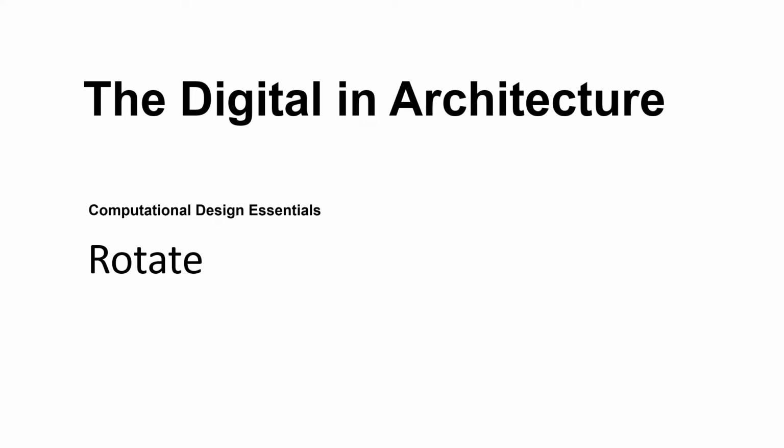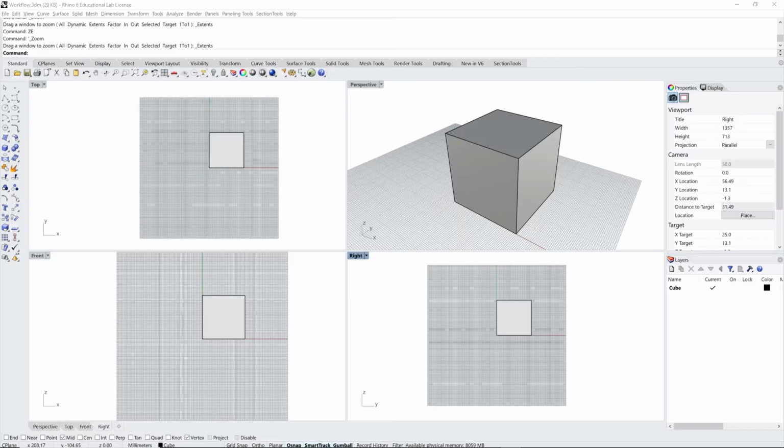So let's continue with another basic transformation feature, and this is rotate. The rotation command has two different flavors, and these are 2D rotate and 3D rotate. So we can basically type rotate, or you can come to the icon here.